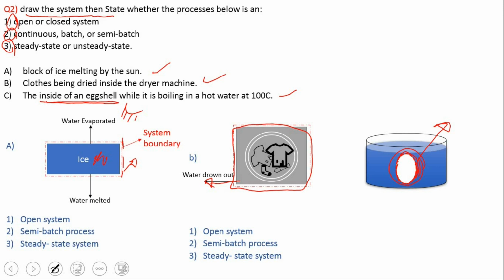We can clearly see that the system is a closed system because nothing from outside the shell is entering or leaving our system. It is a batch process because all the operation is happening inside the system, and there are no materials entering or leaving. It is a steady state system because the temperature is constant and the operation is continuous inside the system.